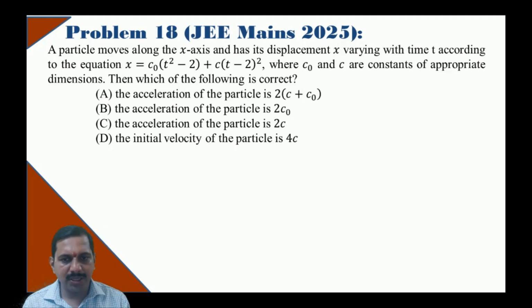The first option is the acceleration of the particle being 2 into (C plus C0), the second is the acceleration of the particle being 2C0, the third is the acceleration of the particle being 2C, and the last is the initial velocity of the particle being 4C. Let us look at them one by one.